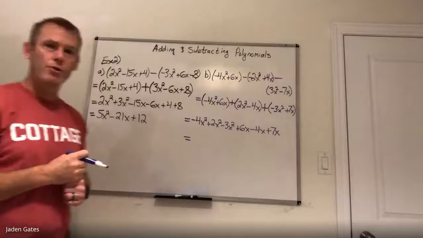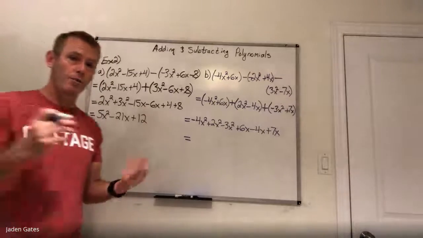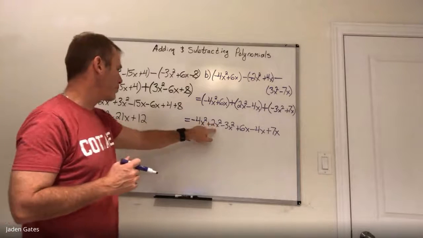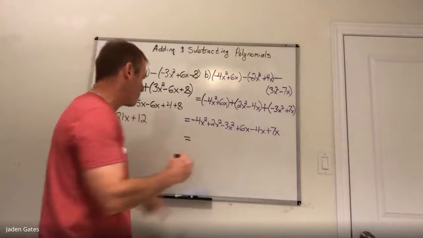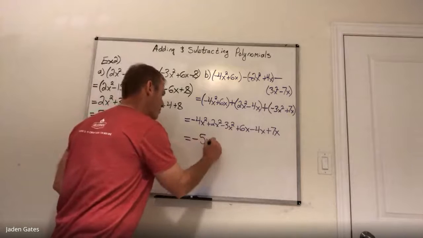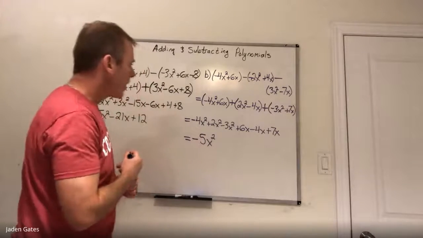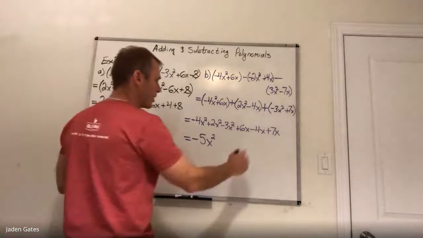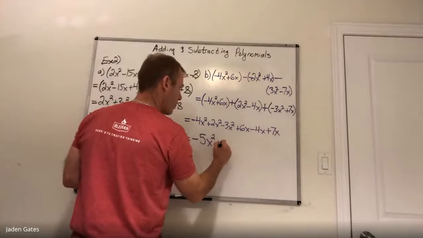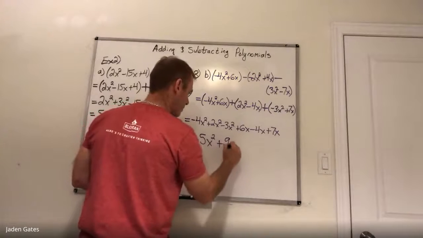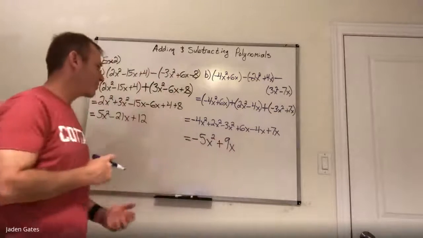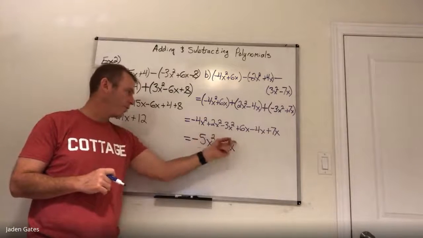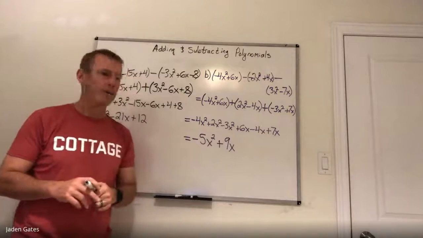So because I have 2 types of terms, I'm going to have 2 parts to my answer. And so if I have a minus 4x squared plus 2x squared, a minus 2x squared, minus another 3x squared, that's going to be a total of minus 5x squared. So there's one part. Then we got 6x minus 4x plus 7x. That would be a 9x. And again, because our terms are not like terms, same variable, but different exponents, we cannot put them together.